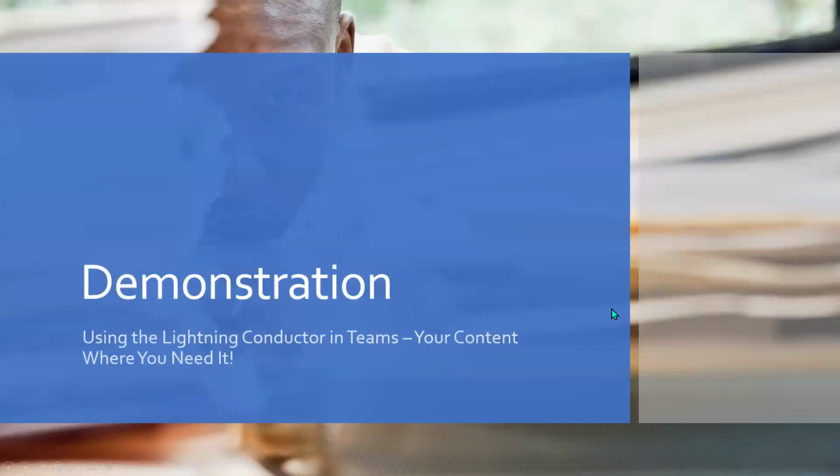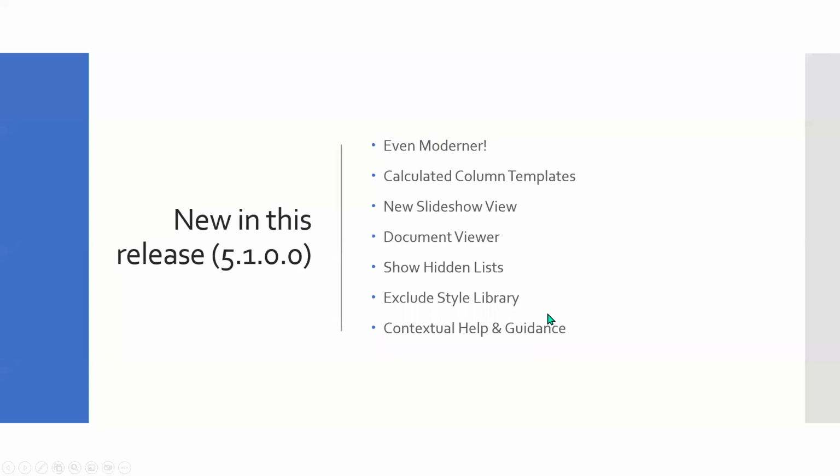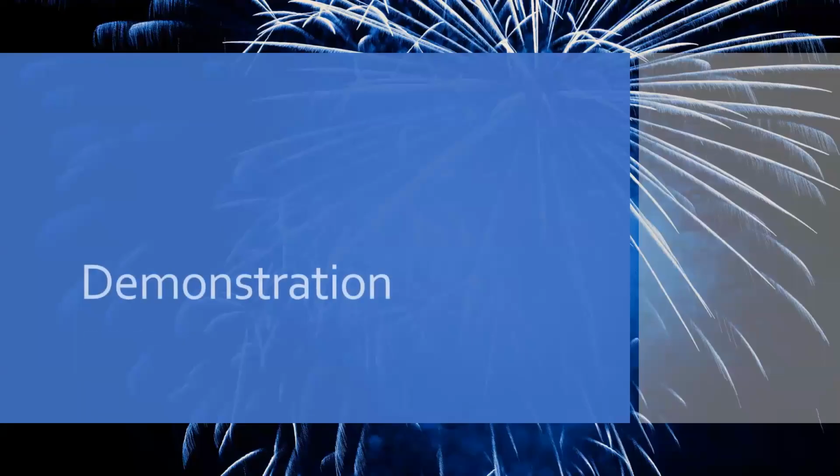Okay, so let's jump into what's new. We've just seen this one, Teams. So what is new? Even moderner, as I mentioned. We've got the new modern side panels that we're going to take a look at. We're going to have a look at the new calculated column templates, a new JSON view, which is the slideshow view. We're going to have a look at the document viewer, so that's connecting two different Lightning Conductors, and then a few other new features, such as the ability to show hidden lists, exclude style libraries, and also some nice contextual help and guidance. So let's again dive into a demo to see what is new.